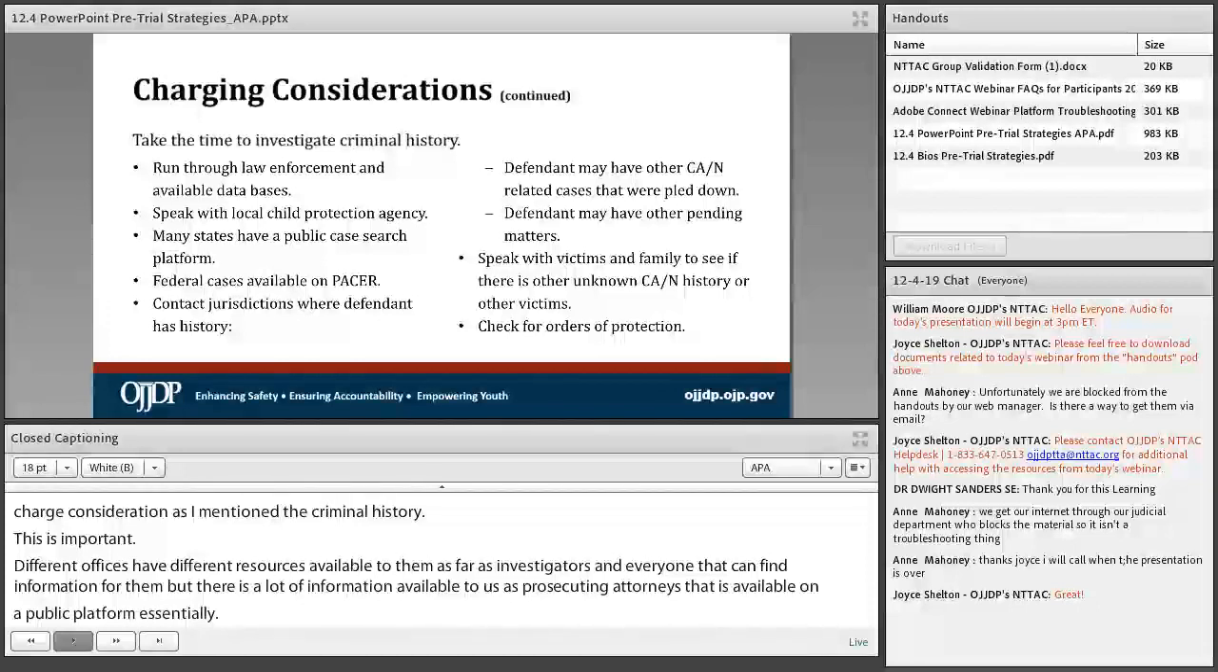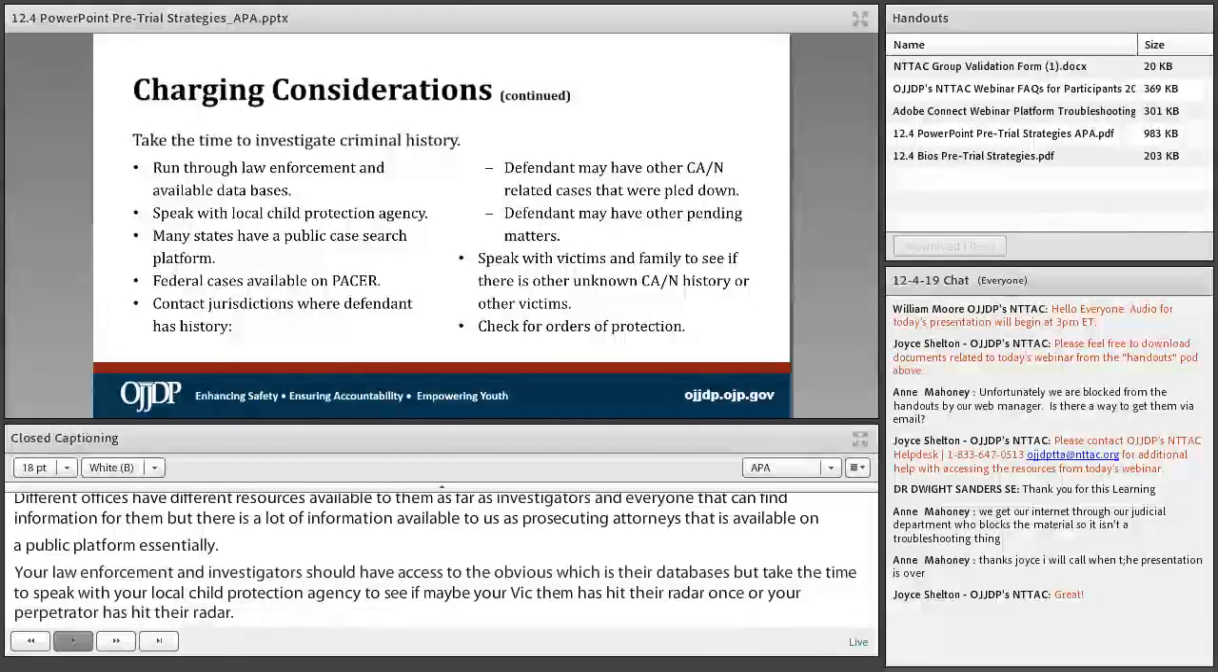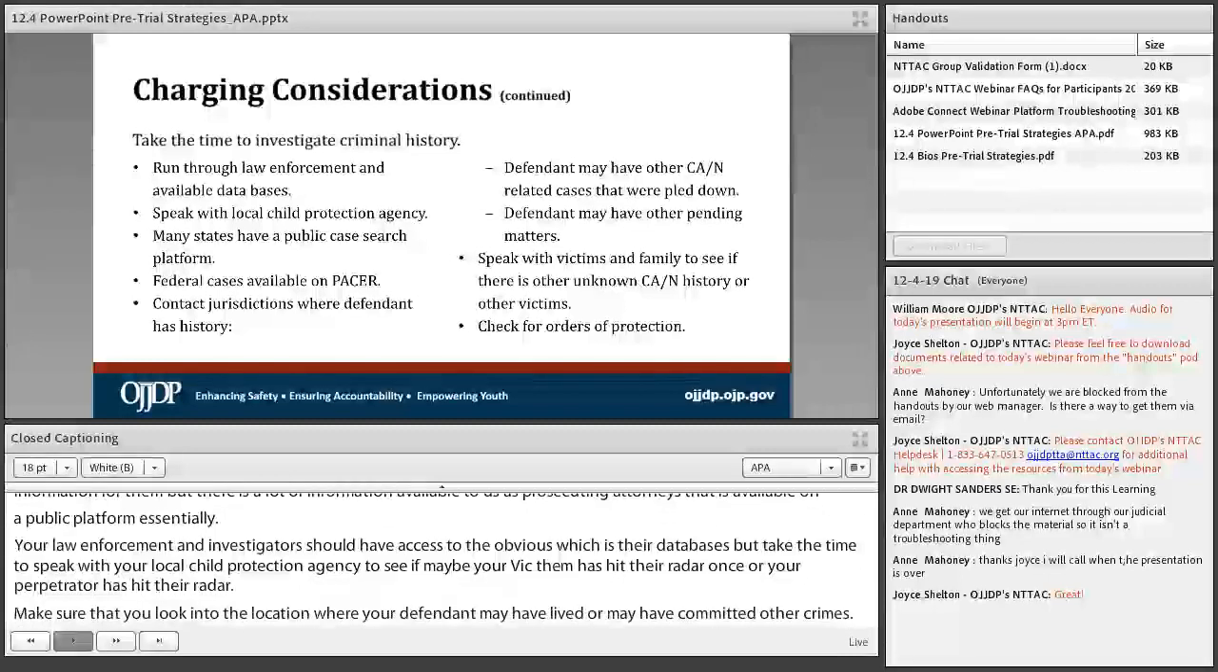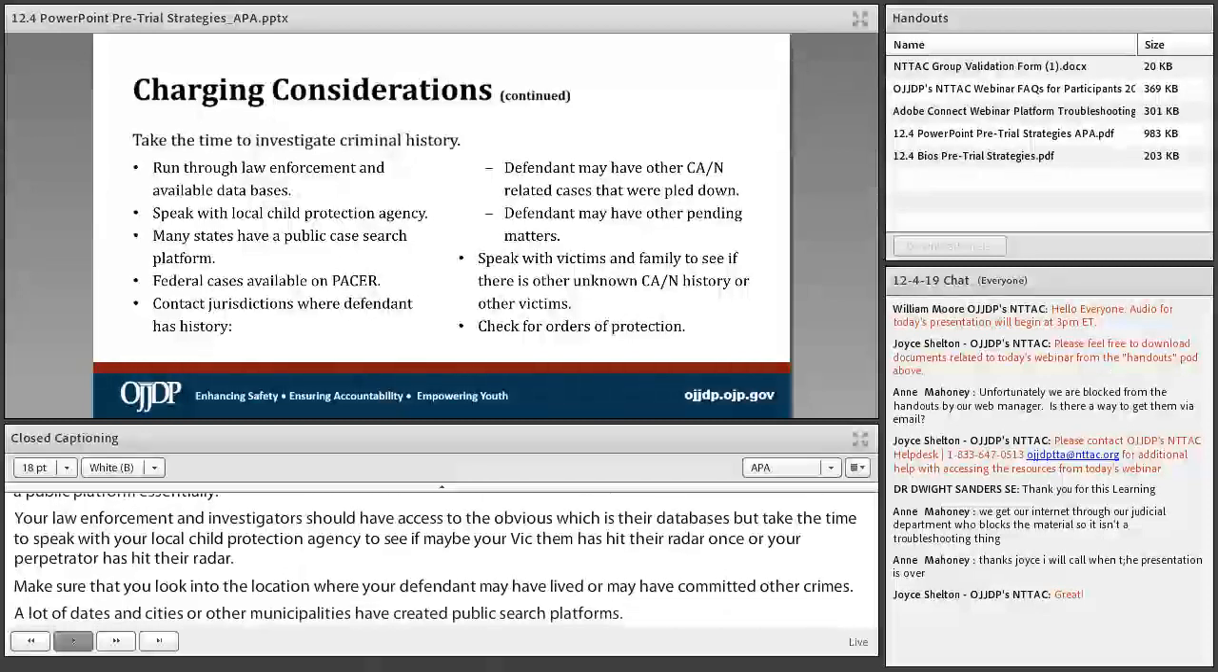Make sure that you look into the locations where your defendant may have lived or may have committed other crime. A lot of states and sometimes cities or other municipalities have created public search platforms. I know Missouri has one. We call it CaseNet. The feds have one. It's called PACER, where you can actually go on and type in the defendant's name and see if they've had any other run-ins with the law.